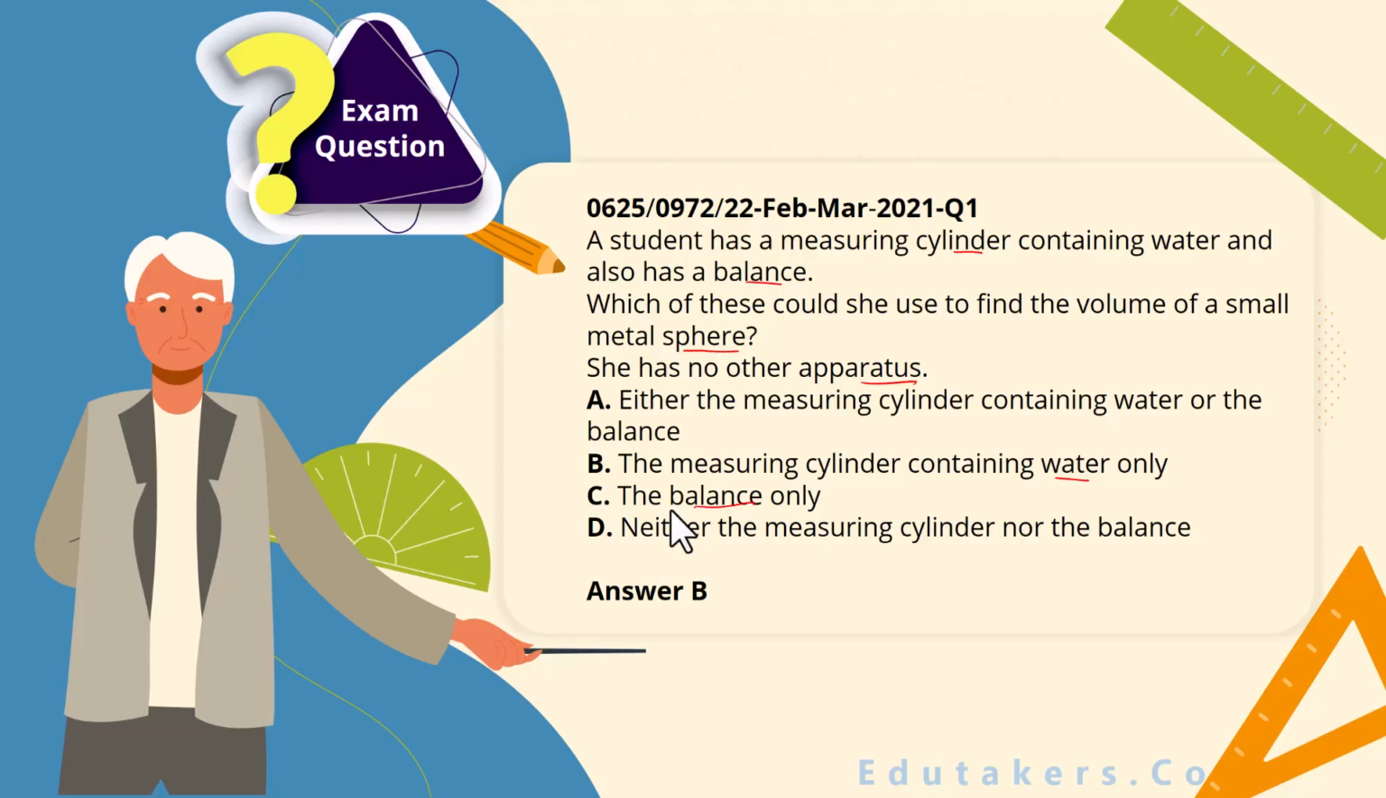So basically, when you need to find out the volume, you can easily use the measuring cylinder that contains water. The balance is not used because it's basically used to measure mass or weight. So C, the balance, is incorrect. D is also incorrect because you have to use some instrument like the measuring cylinder or the balance. Option A is also incorrect because here they are also using the balance, which is basically used to measure the mass. So B is correct from here. The measuring cylinder containing water only.